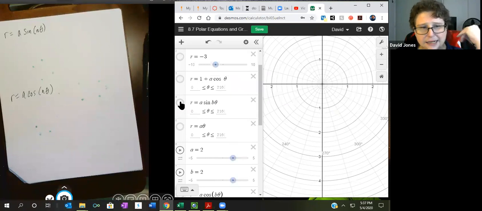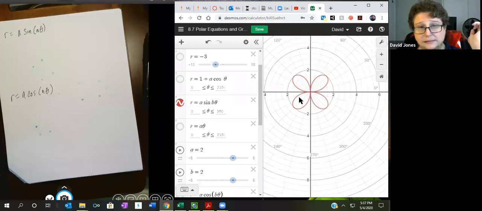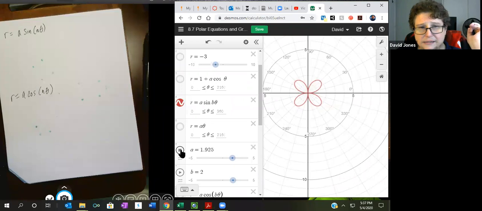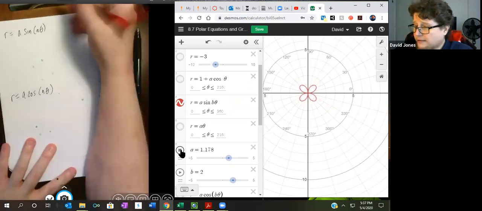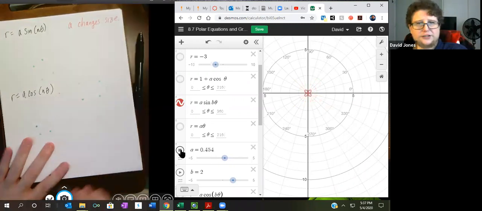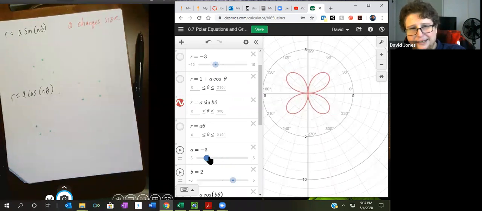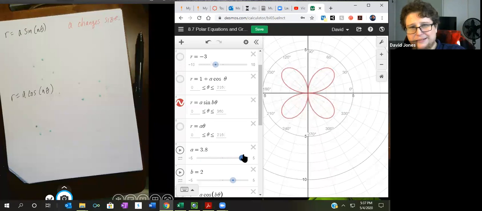So here's a sine, it says b theta. Right now, b equals 2, a equals 2. What happens as a changes? As a changes, it changes the size. Getting really small. It's going to get to 0. It'll go negative. See how it's making an X right now? Was it making an X earlier? Yeah, it was. So it's the same thing.